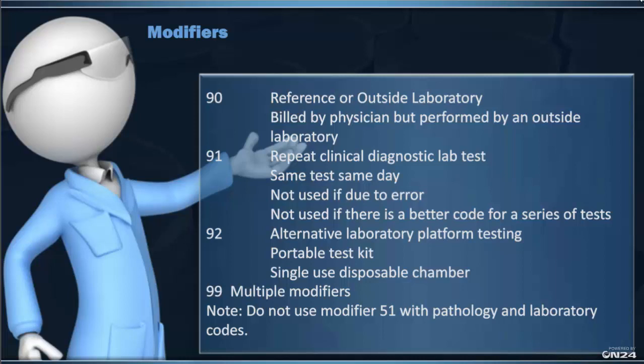Then you have 92, alternative laboratory platform testing, which includes portable test kit, single-use disposable chamber. Then you have 99, multiple modifiers. You're not going to use the modifier 51 with this section, so do not apply a modifier 51. This concludes our review.